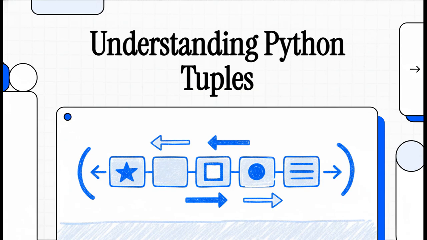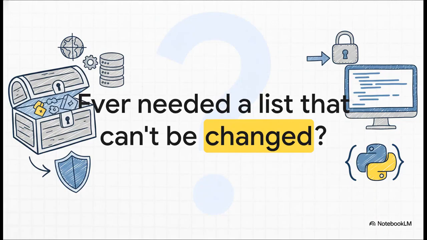Welcome to the Explainer. Today, we're going to break down one of Python's fundamental data structures, one that's all about making your code safer and more stable, the tuple. Let's dive right in. So let's start with a question. Have you ever been working with data, maybe a set of important coordinates or some critical app settings, where you thought, I really don't want this to change by accident? How do you protect that data?